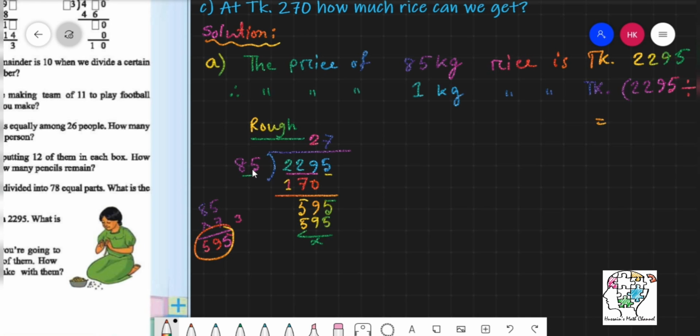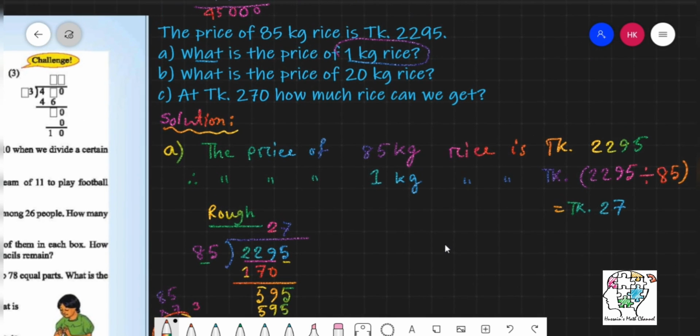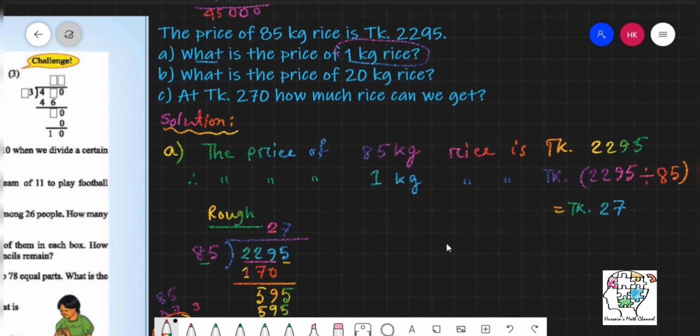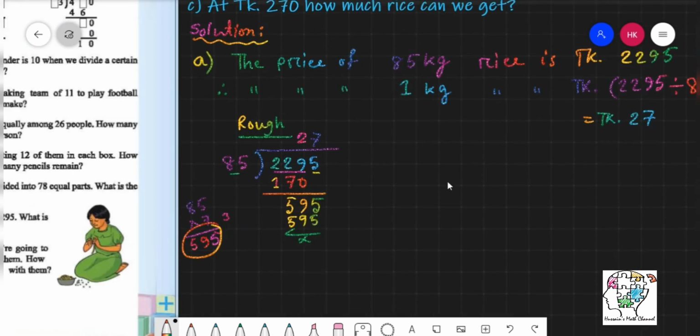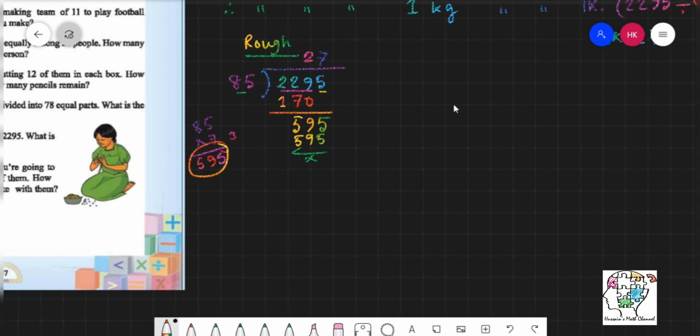So what is the money? What is the price of 1 kg rice? The price of 1 kg rice is 27 taka, which completes our question number A here. Now we move on to our next question, question number B. Question number B asks, you can see on the question B, what is the price of 20 kg rice? That means we already know what is the price of 1 kg rice from number A. Now we have to find what is the price of 20 kg rice from this price.